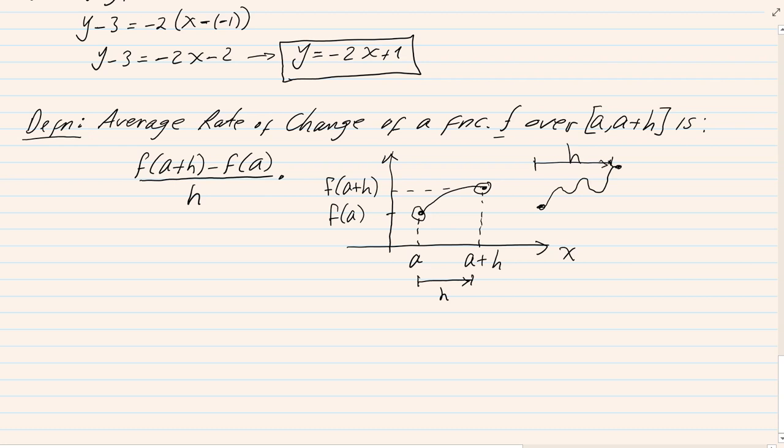There you go. So it's not a uniform change. That's why we called it the average rate of change. And to find the average rate of change, you look at the change in y as you go from a to a plus h. Again, this is your delta y, and you divide it by the distance h. Okay, and that gives you the average rate of change of the function.